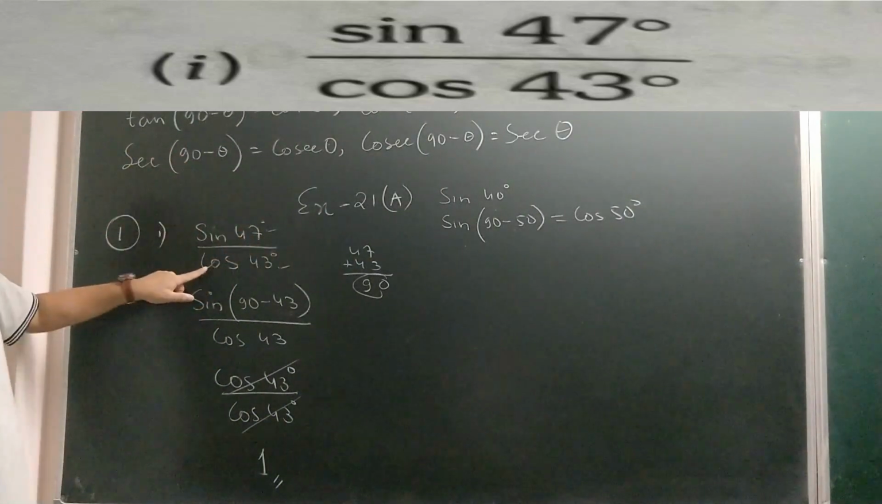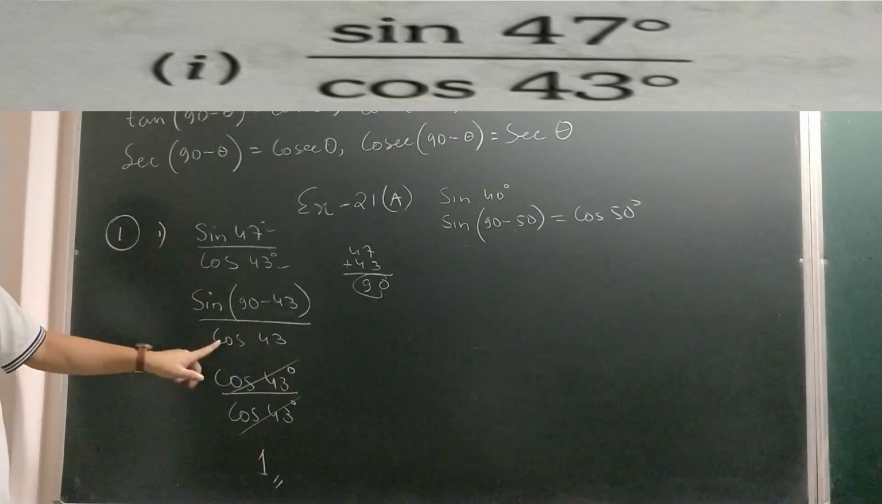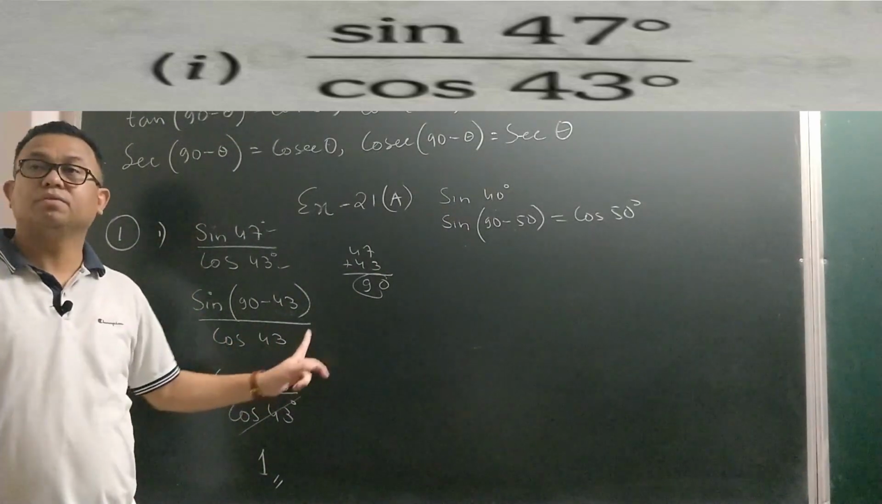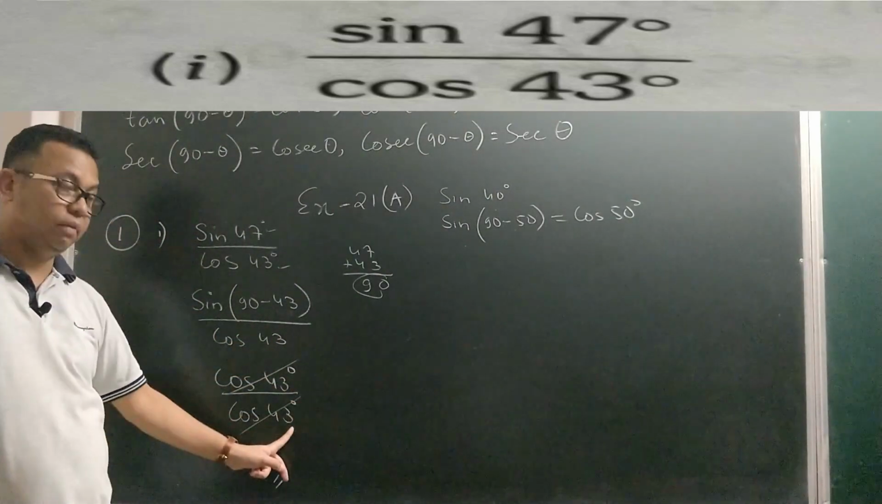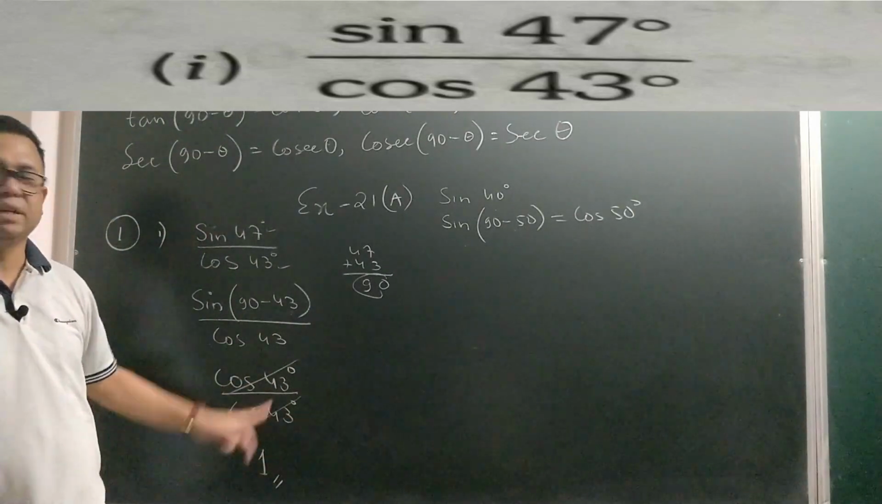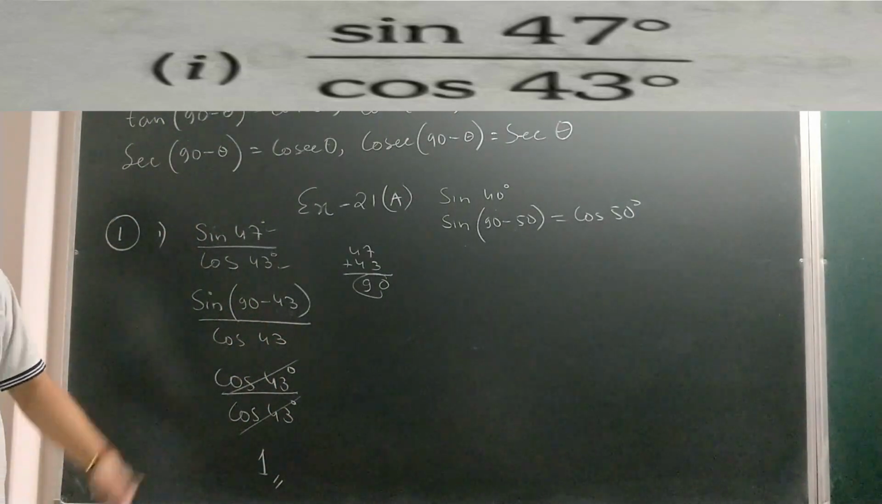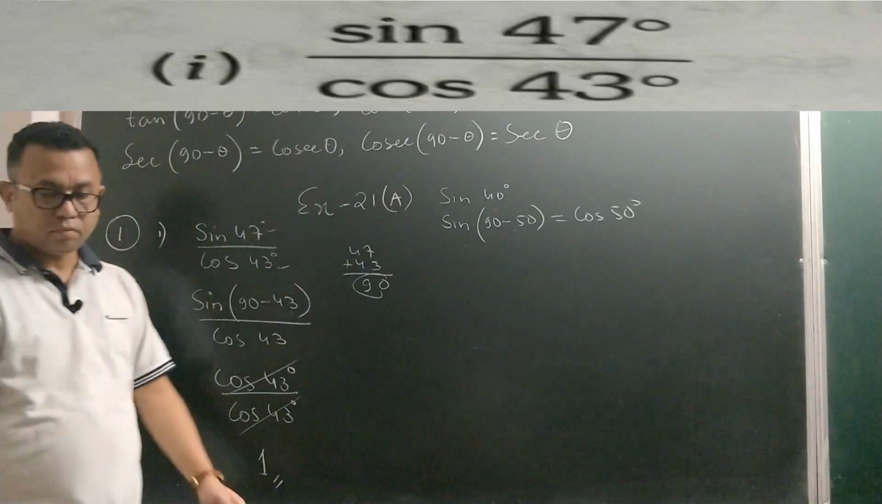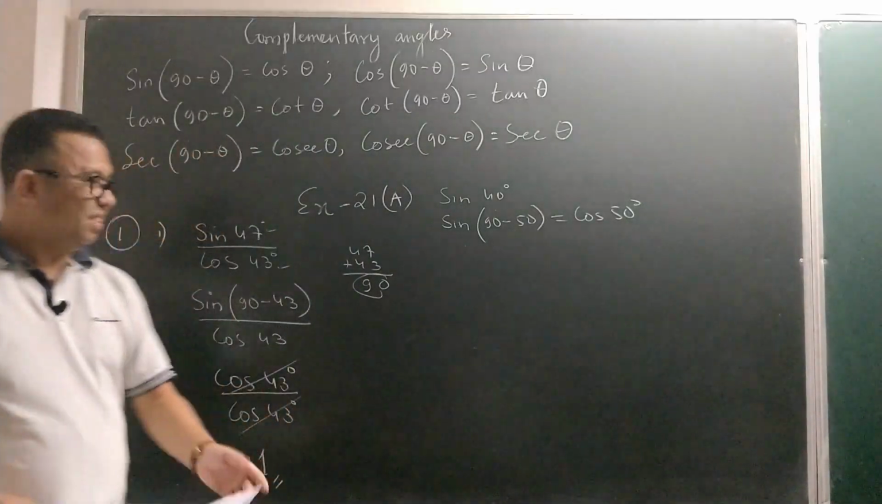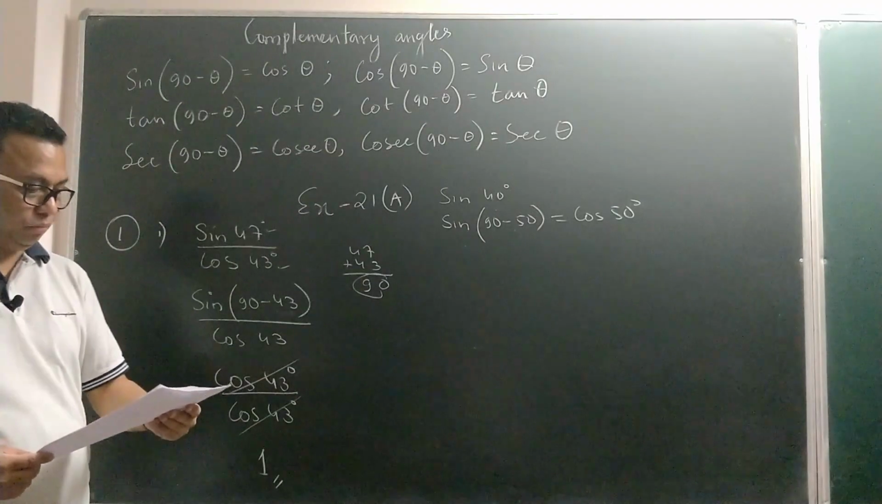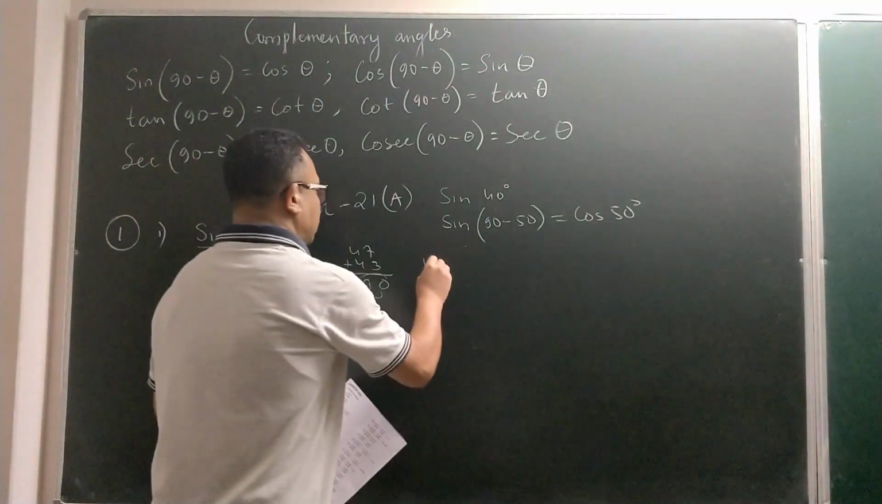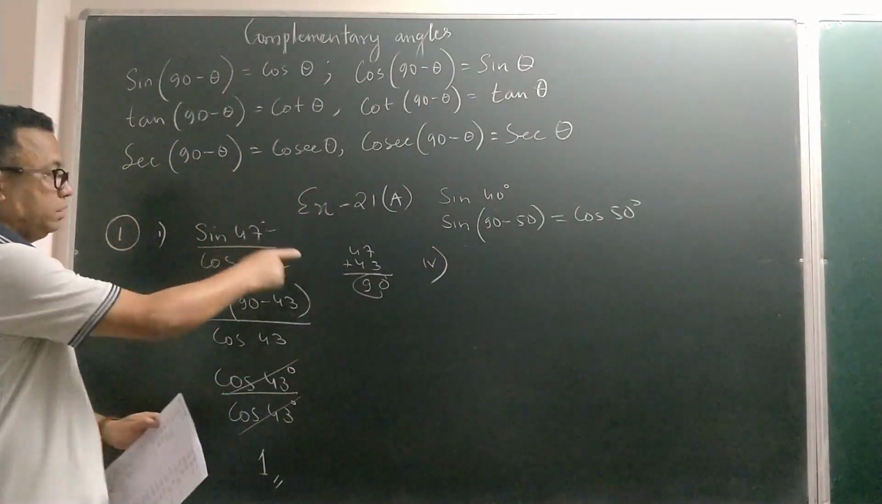Again I am repeating, you could have changed the lower one also. When you change the lower one, you could have written cos 90 minus 47, then it will become sine 47. Upper side also sine 47, lower side also sine 47, so you can easily cancel them. That is the first question, that's why it's the easiest. So let me show you another one. Same question number 1, subdivision 4.